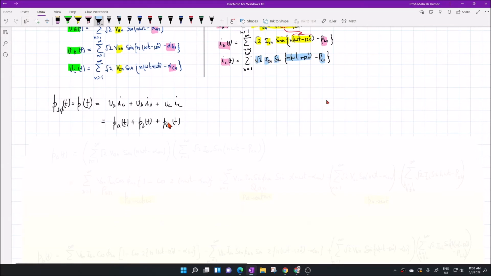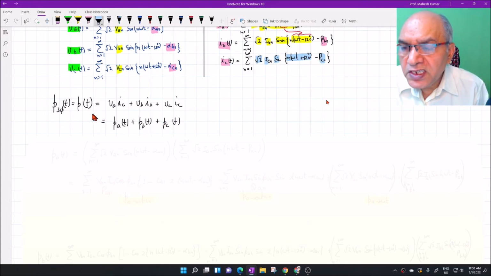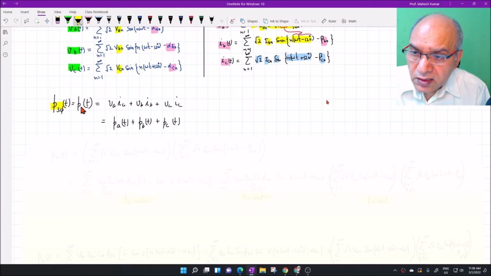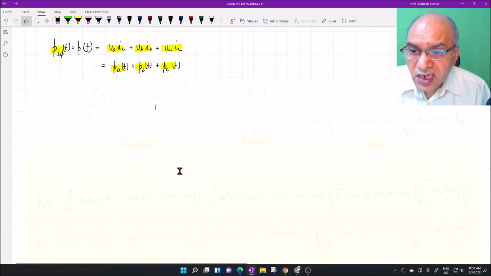So this P 3-phase is PT. 3-phase instantaneous power is VA into IA plus VB into IB plus VC into IC, or you can say PA plus PB plus PC. We can solve for one phase and then we can interpret for phase B and for phase C. Okay, so let us start with phase A.